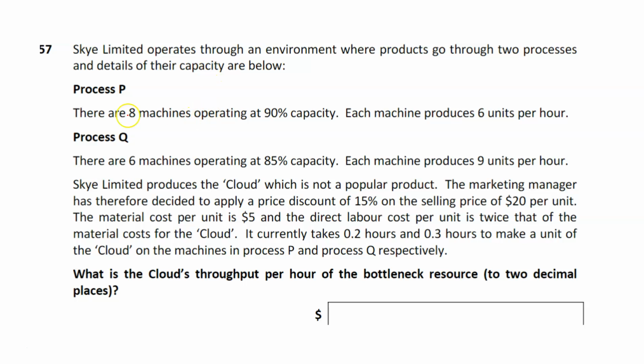So what I'm going to do here is this: there are 8 machines operating at 90% capacity. Each machine can technically take 6 units per hour. And process Q, 6 machines operating at 85% capacity. Each machine can take 9 units per hour.